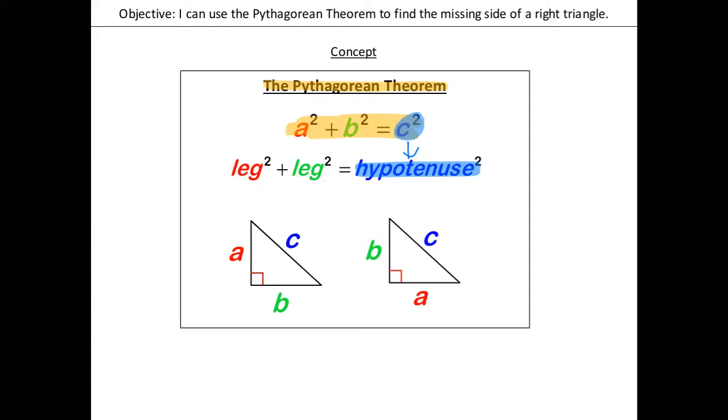This is why it's very important for you to practice finding the hypotenuse. C always has to be the hypotenuse. You can switch A and B, but you can't switch C, okay? So you can switch A and B, but not C.